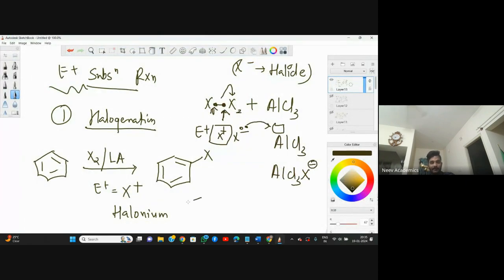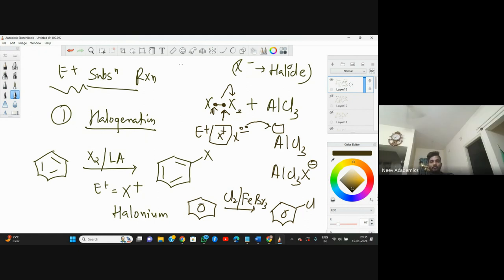This is actually what is happening here, and that is the mechanism for this reaction as well. So if a reaction happens this way, benzene with Cl2 and FeBr3, something like this, the product will be chlorobenzene. This is what I wrote in the previous slide as well, the chlorination reaction. We can go for the bromination reaction as well. Did you understand?